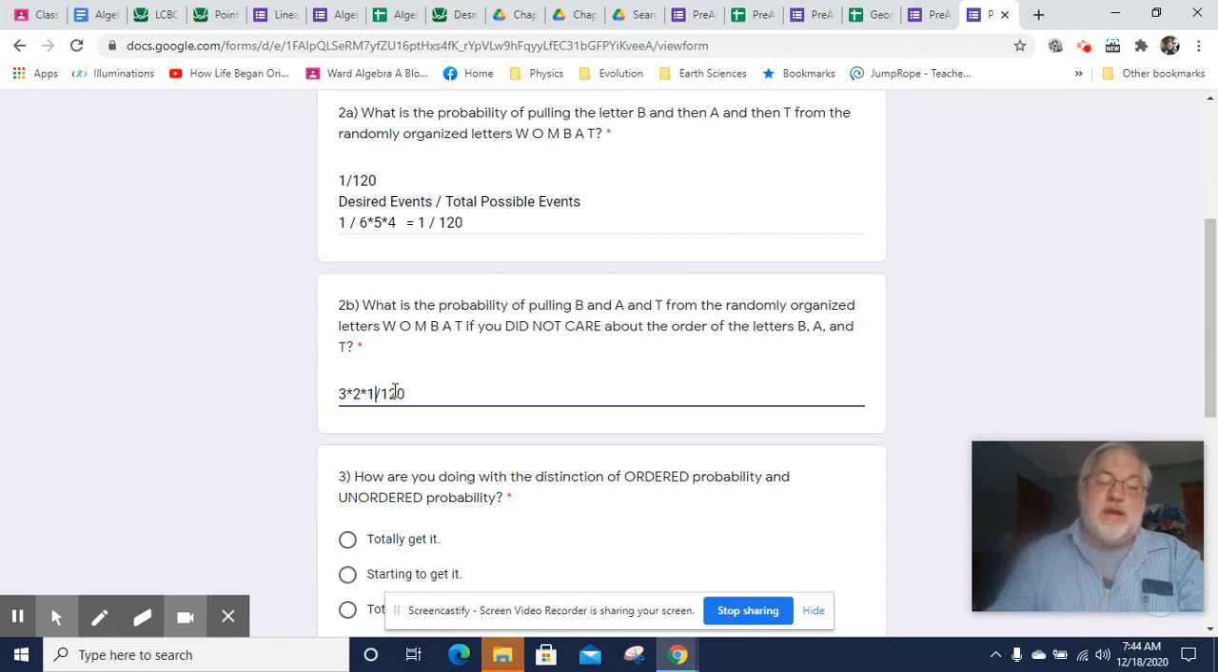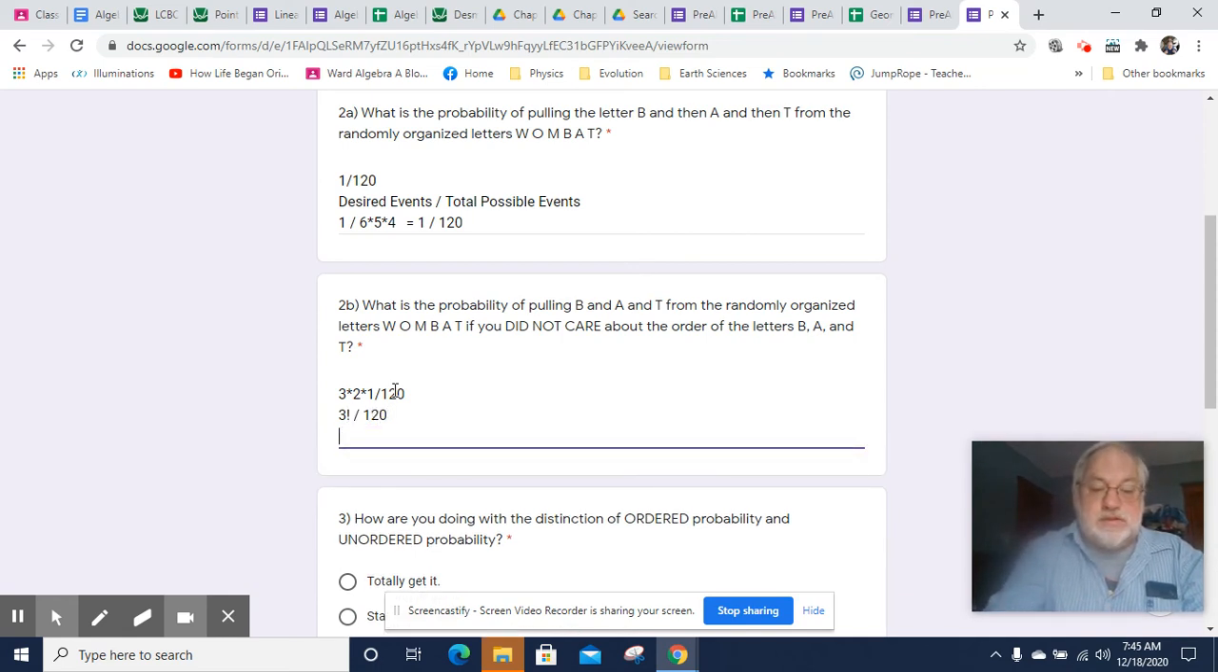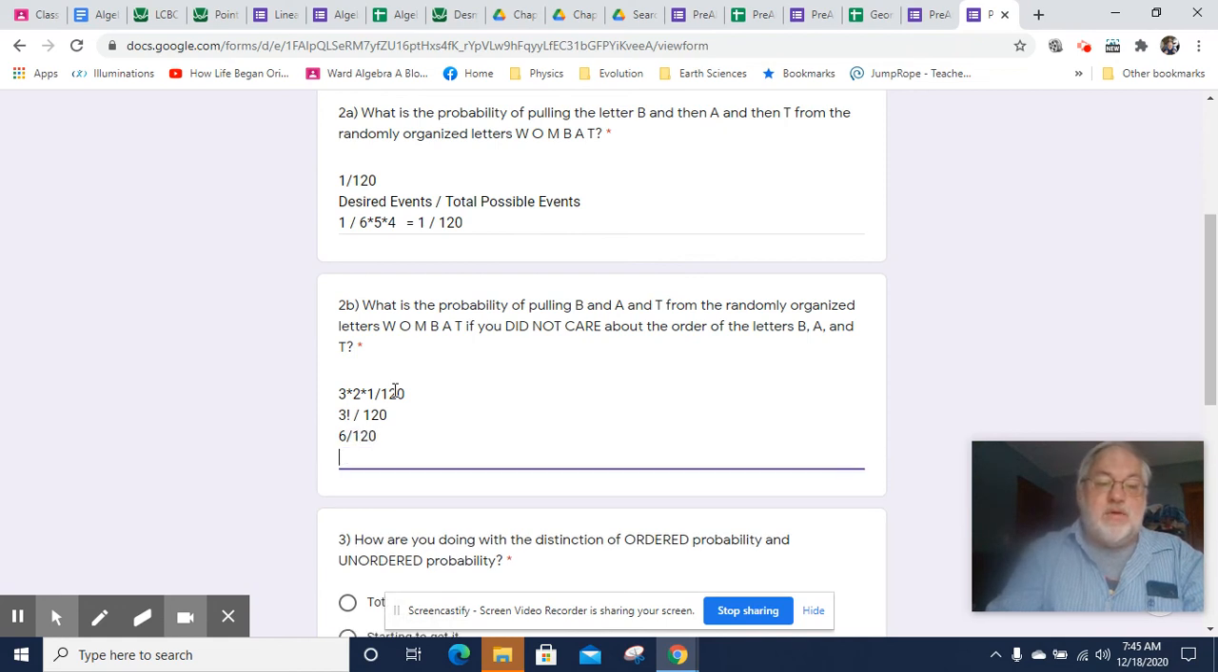So there are 3 times 2 times 1 different ways that you could pull B, A, and T out, which means your probability is 3 factorial over 120, or 6 out of 120, which we can simplify. How many times does 6 go into 120? It goes 20 times. So we simplify that to 1 over 20.